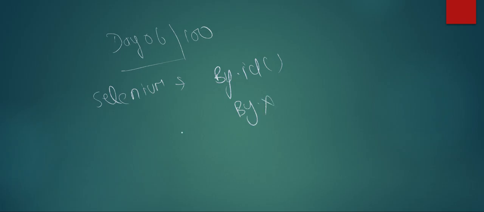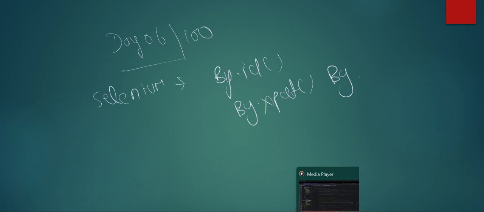So welcome to this lecture. First of all, we will learn how we write locators in Selenium, like By.id, By.xpath, and By.cssSelector. But in Playwright, we don't write any explicit By. I will tell you how. You can see the big difference.